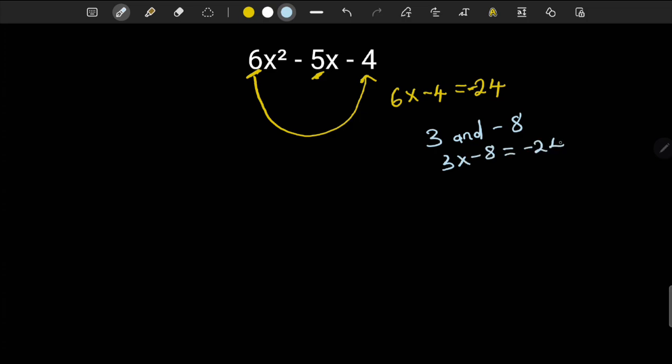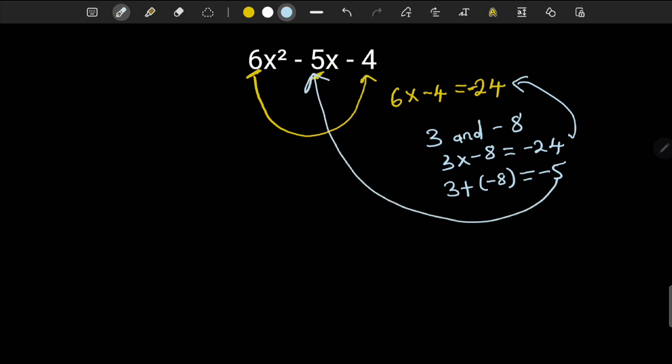Negative 24, which is this, right? And then 3 plus negative 8 is equal to negative 5, which is this, right? So that means that those are the values we are supposed to use. So now let me clean this.